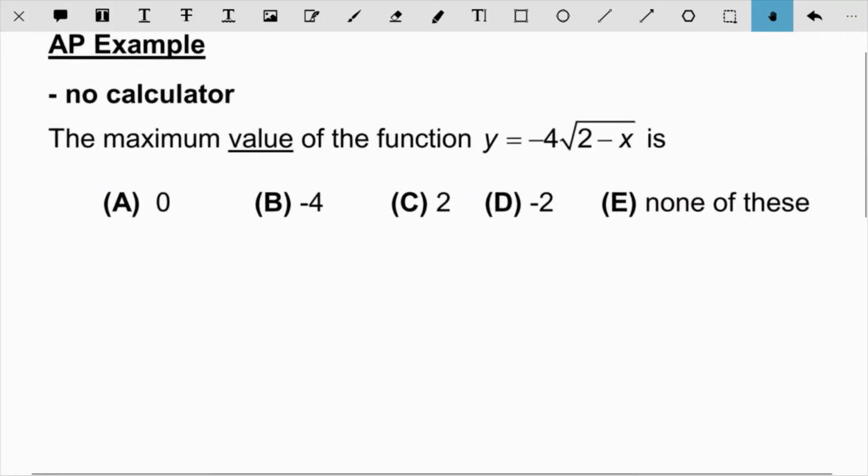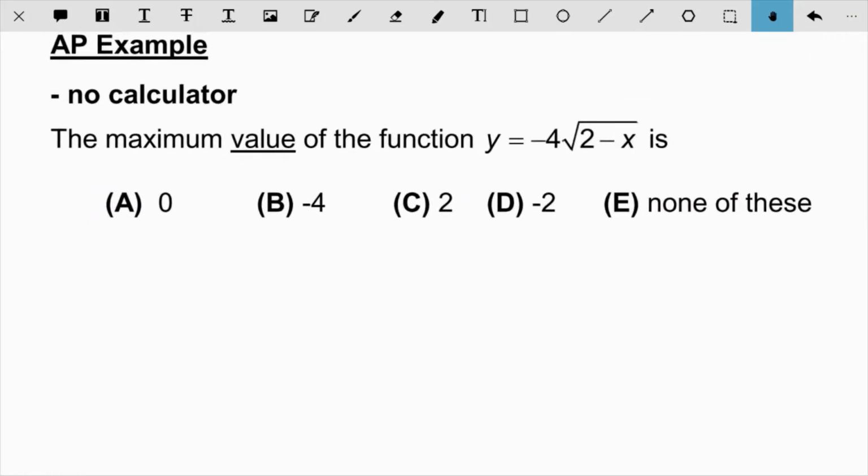All right, so last problem here I want you to try. This is an old AP test question, and this is a multiple choice question. So this would obviously have been on the non-calculator section. I just want you to pause the video, take a couple of minutes, and try to solve this question.